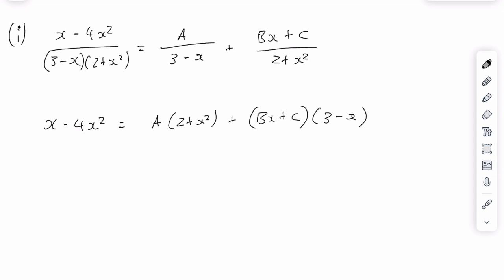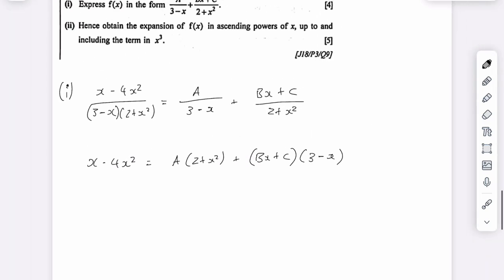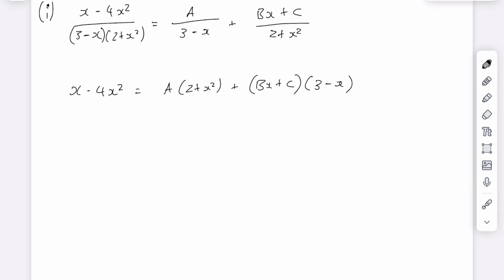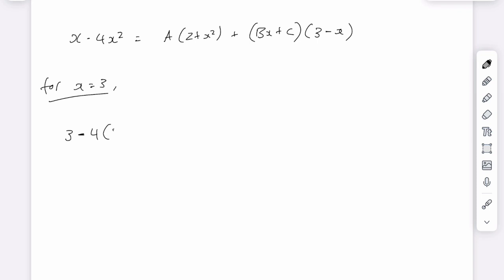(3 minus x). Now it's just going to be a basic little process of solving for these values of a, b and c. What we can say for this is, well, fine, x equals 3. What we've got then is 3 minus 4 times 3 squared is equal to a(2 plus 9) plus, what's this going to be, 3b? Actually, that's going to be 0, because you put 3 in here, it's going to give you 0.